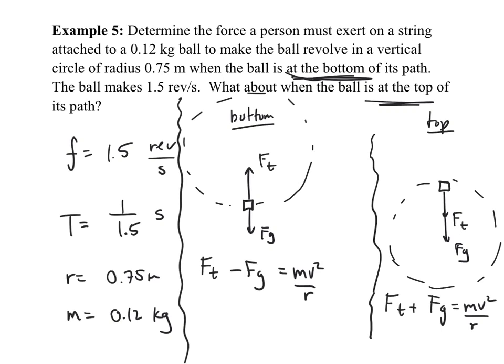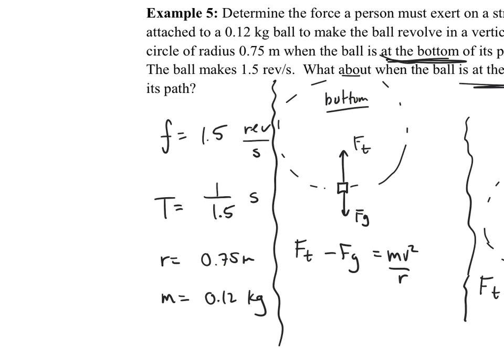Anyway, the point we need to figure out is what is v? Because besides v, we've got everything, right? Fg is just mg. We've got m, we've got g. R is given, m is given. We're solving for Ft, so really we need v, the tangential speed. And we've got two formulas we could use. Honestly, it doesn't matter which one you choose at this point.